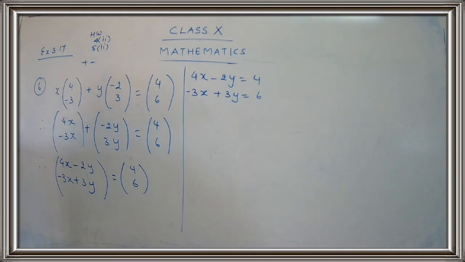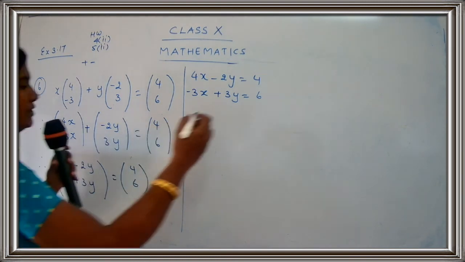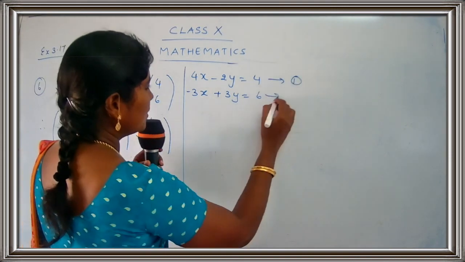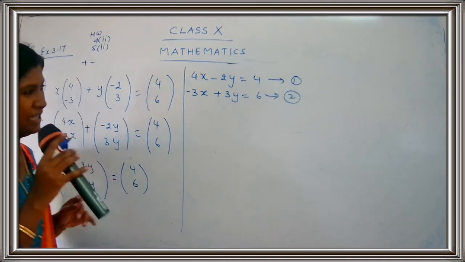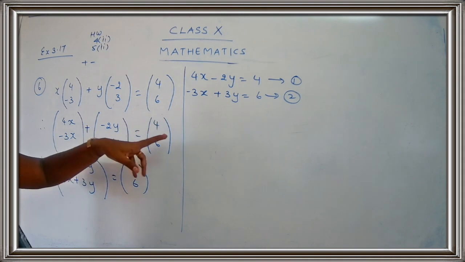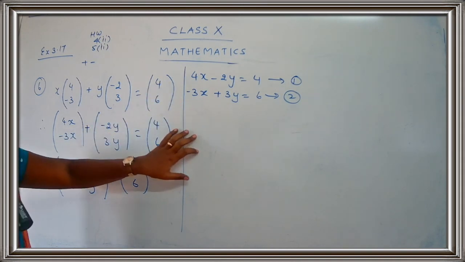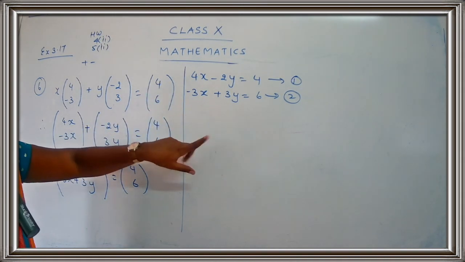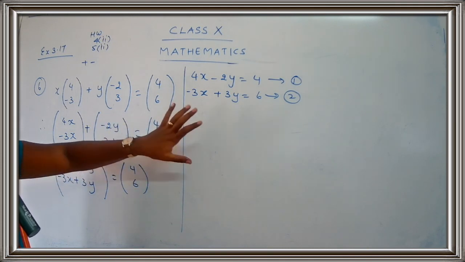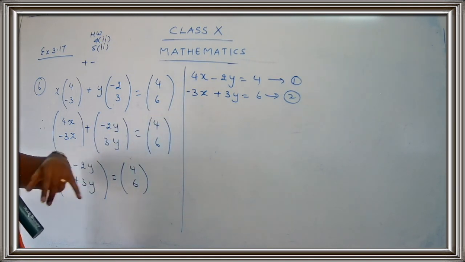So what do you get here? 4x minus 2y is equal to 4, minus 3x plus 3y is equal to 6. I am just going to give this equation number 1, equation number 2. We have very different ways, children. You have to just solve it and get the answer. We have solved such equations in our 9th standard, if you remember, and we got the values for x and y.